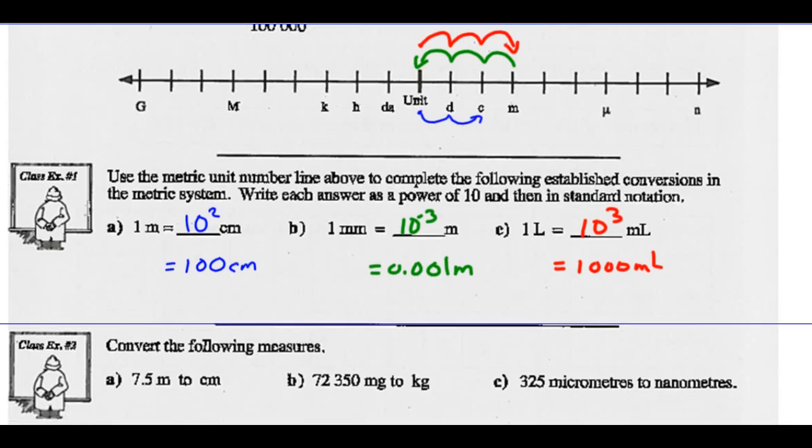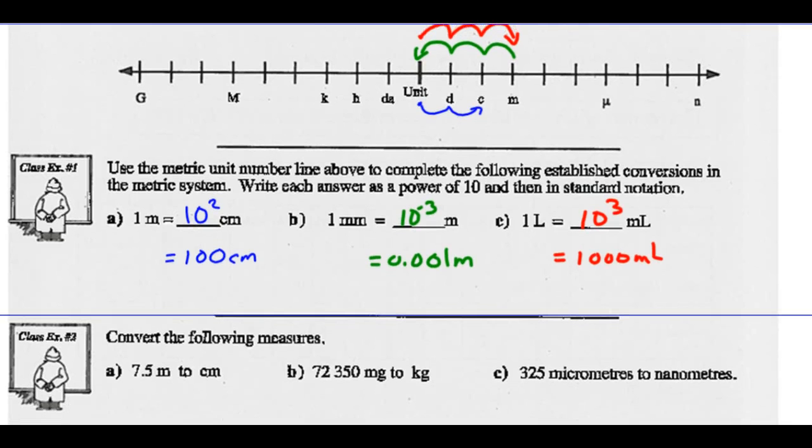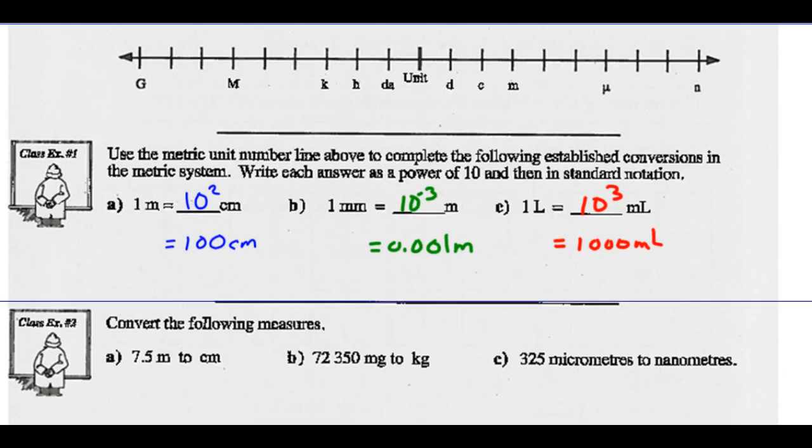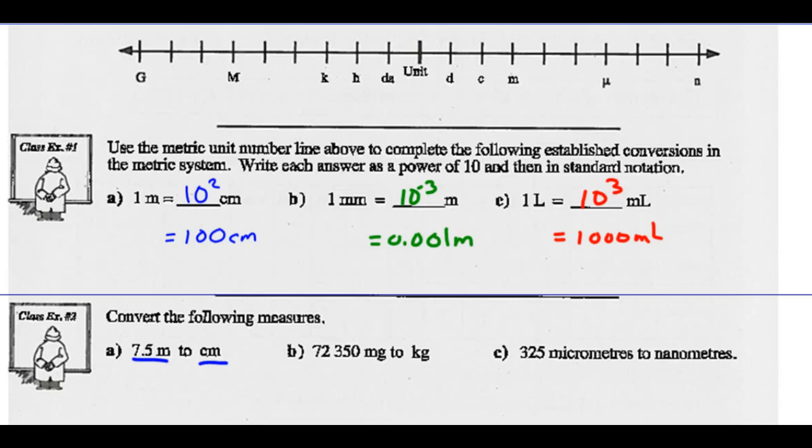So example 2. Convert the following measures, 7.5 meters to centimeters. Well, let's just erase what we had here and use that chart again. I start at meters, and I want to go to centimeters. So that's 1, 2, this direction. So I'm going to move my decimal 2 spots that way, or multiply by 10 squared. So that's 750 centimeters. All right.